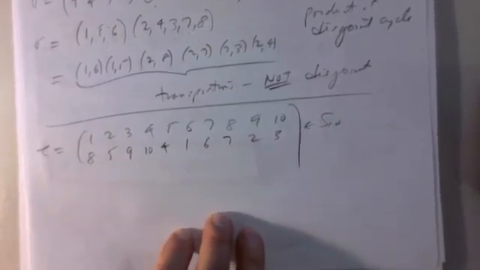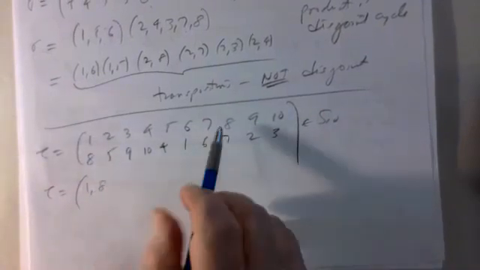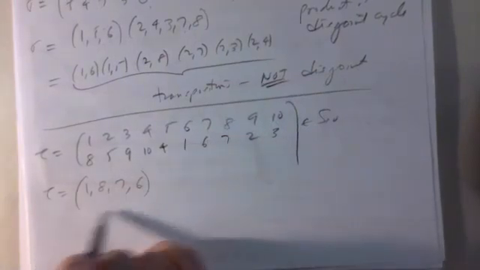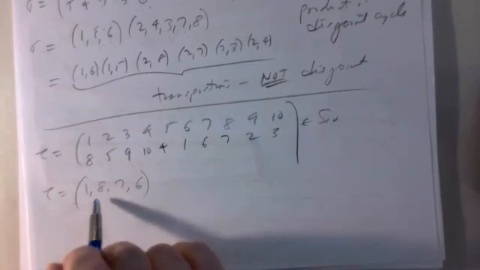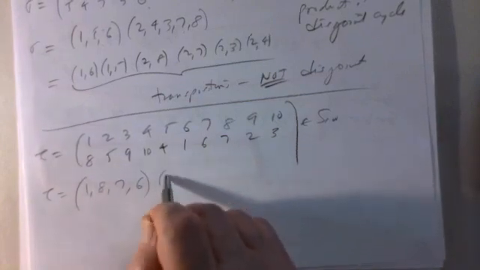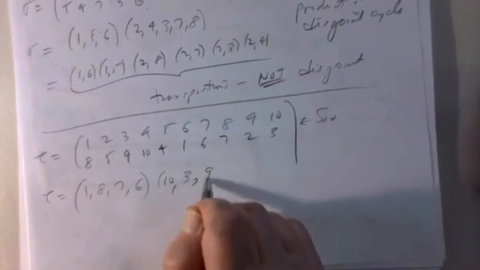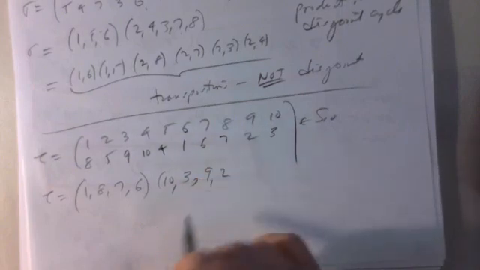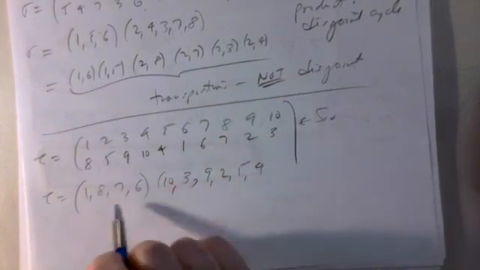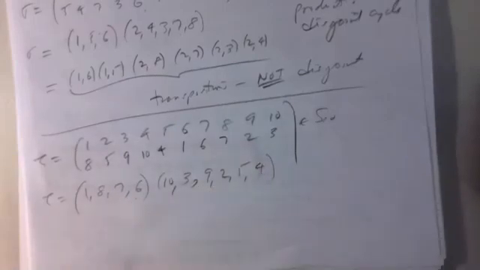Okay, so how do we write this as a product of cycles? 1 goes to 8, 8 goes to 7, 7 goes to 6, 6 goes back to 1. That's a 4 cycle. So pick any number that I haven't used yet. I could start with 2, but let me just pick 10. There's no reason, I can start anywhere. 10 goes to 3. 3 goes to 9. 9 goes to 2. 2 goes to 5. 5 goes to 4. 4 goes back to 10. So this is a 4 cycle and a 6 cycle.